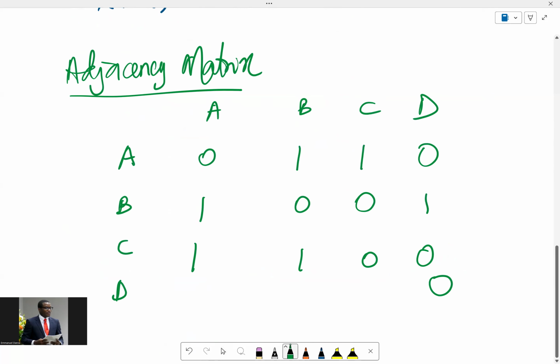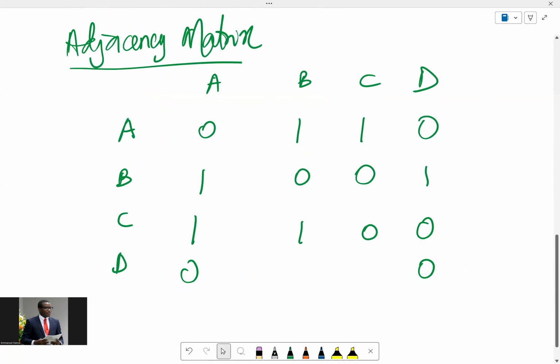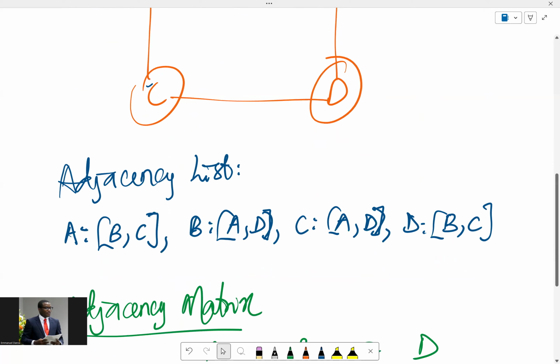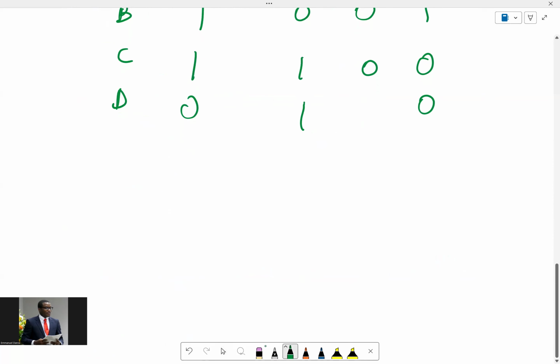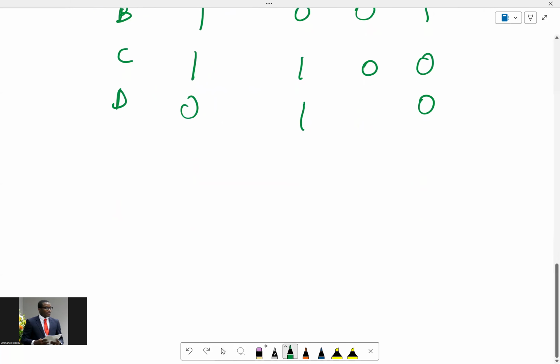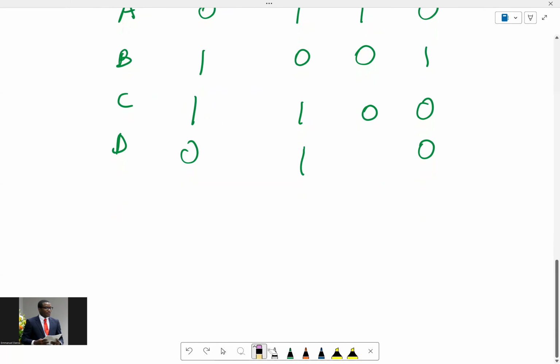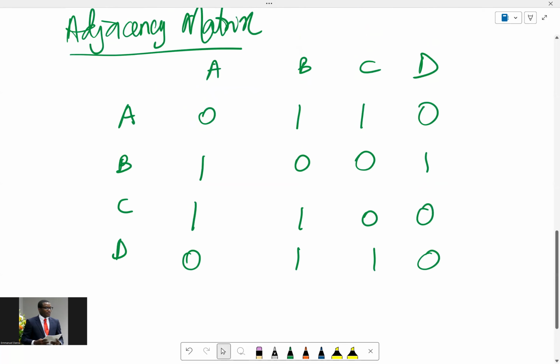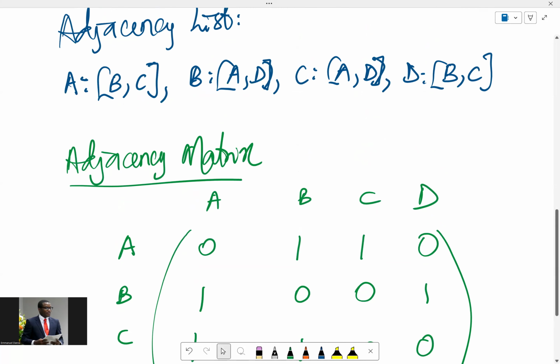I want to move this one down a bit. This is DD down here. Then AD is zero, so of course this is zero also. There's no line joining D and A for sure. Then BD, there's a line joining BD, so we have one. There's a line joining CD, that's also one. So we have 0, 1, 1, 0 for that row. So this is the simple idea of the adjacency matrix.